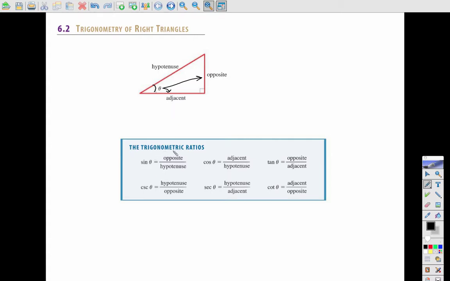the trigonometric ratios are defined as follows. The sine of this angle, the sine of theta, is equal to the ratio of the opposite side over the hypotenuse. The cosine of theta is equal to the ratio of the adjacent side over the hypotenuse. The tangent of theta is equal to the ratio of the opposite side to the adjacent side. And then, just as in the last section, the cosecant is the inverse of the sine, therefore it's the hypotenuse over the opposite side. The secant is the ratio of the hypotenuse to the adjacent, and the cotangent of theta is the adjacent over the hypotenuse. Okay, so same as last section, these are reciprocal functions.